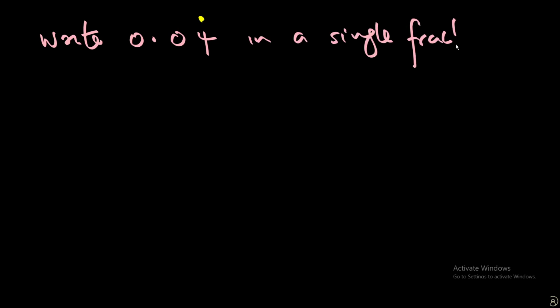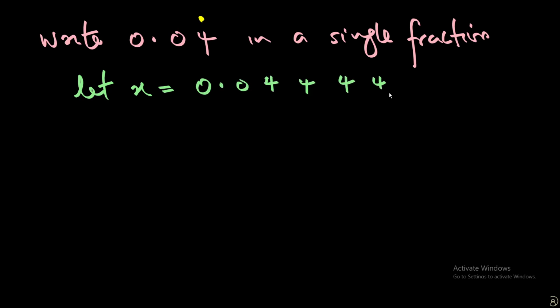You're going to write 0.04 with the dot on the 4, so 4 is recurring. We're going to write that as a single fraction. So what we're going to do, we're going to say let x be 0.044444, with the 4 recurring, okay?